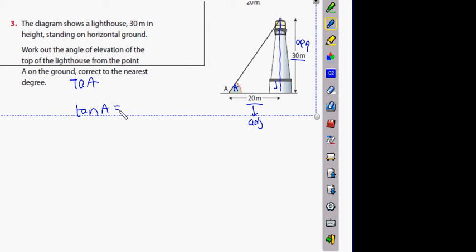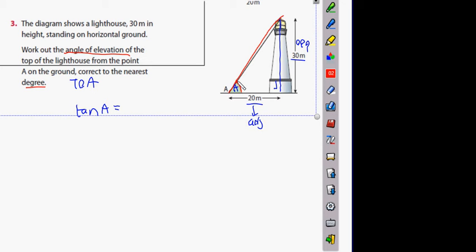Pythagoras' theorem would give us the length from here to here. Well, what they're looking for us to do is to find, to the nearest degree, the angle of elevation. So Pythagoras' theorem will get us the length, but it doesn't get us the angle of elevation.